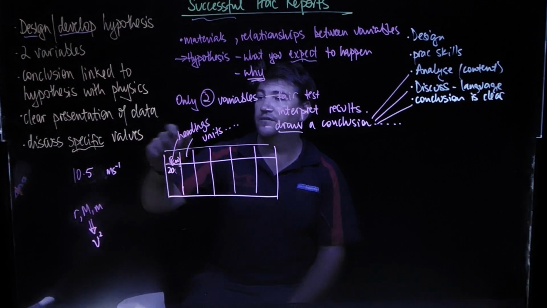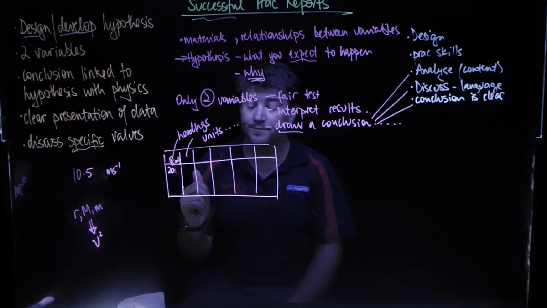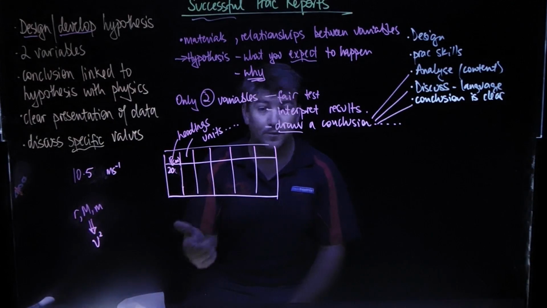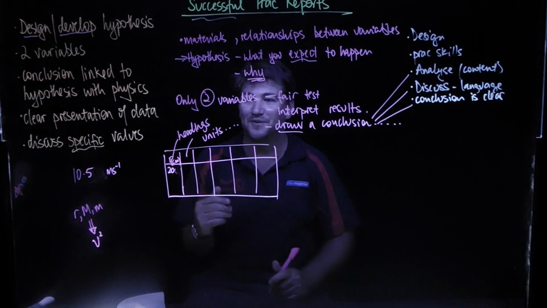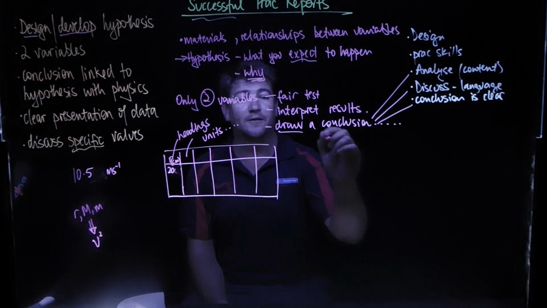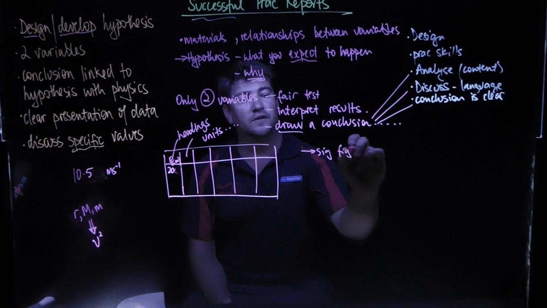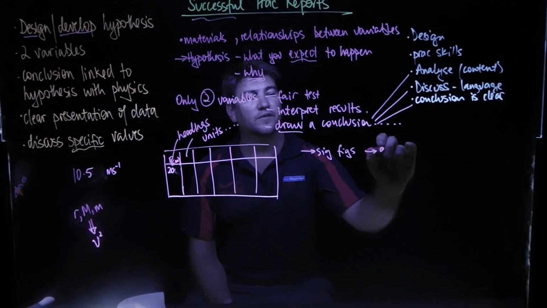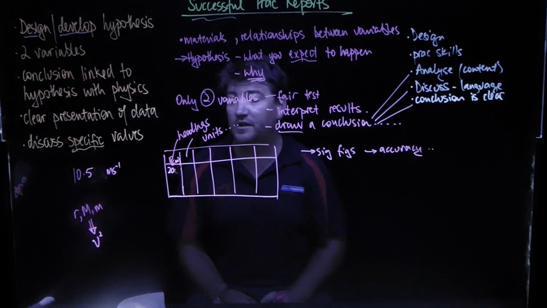Alright, so clear presentation of data makes it a lot easier for you to keep track of what's going on, makes it a lot easier for the moderators to keep track of what's going on, makes it an awful lot easier for me to trawl my way through what you've actually got going on there. Other things to remember, sig figs, because of the experimental accuracy and the accuracy of the equipment we're using.